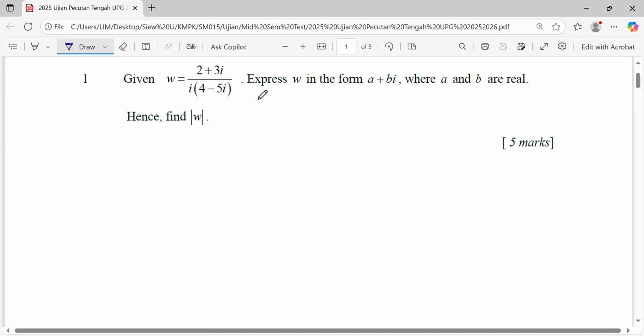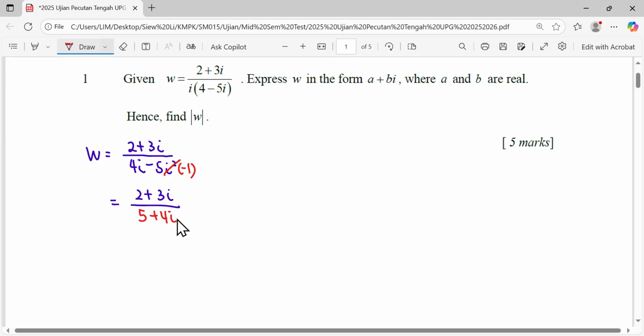Given a complex number, express this complex number in the standard form or Cartesian form, where real part, this is imaginary part. Hence find the modulus of your complex number. So first of all, our complex number, we simplify it. You have a division on your complex number, which is 4i minus 5i squared. And i squared here is equal to negative 1. Therefore, we simplify this to be negative 1. Real part is 5. Imaginary part is 4i.